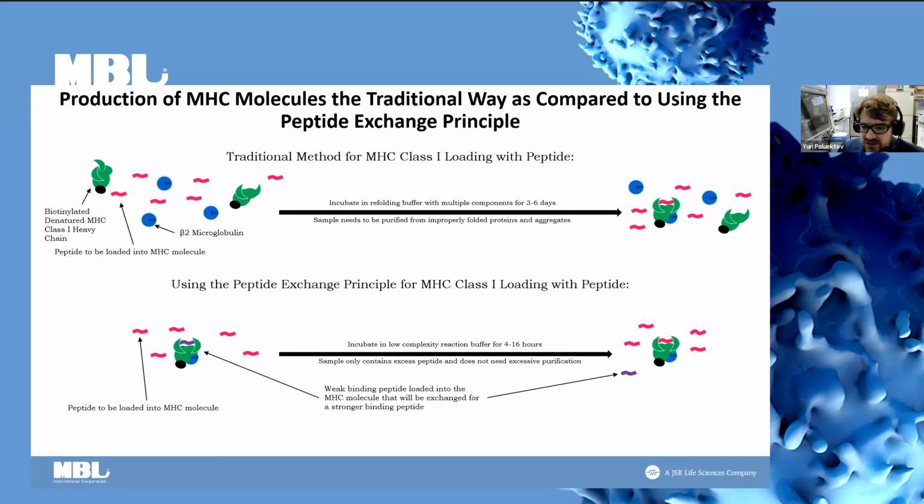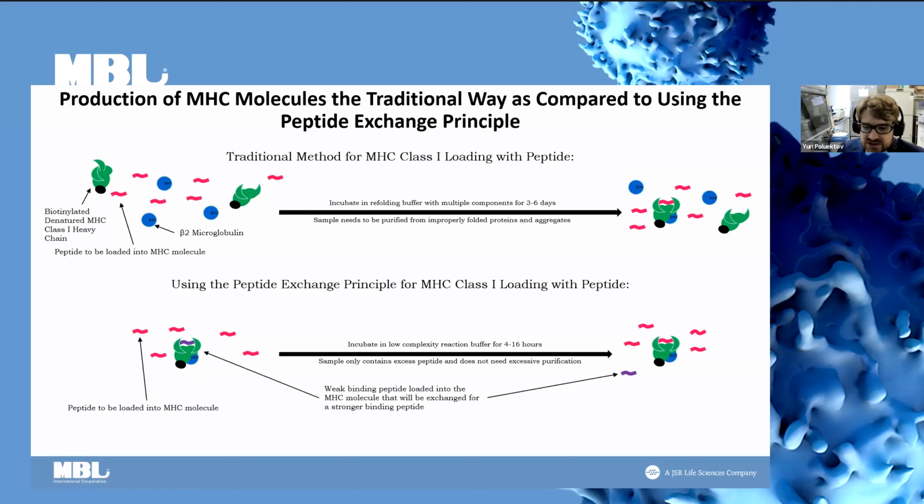Another approach for making MHC tetramers involves the ability of MHC molecules to exchange the peptide that it was loaded with for another peptide. This is something that, if any of you work on basic science or MHC research, you've probably done in your lab. This happens all the time. Peptides get exchanged even on the surface of cells.